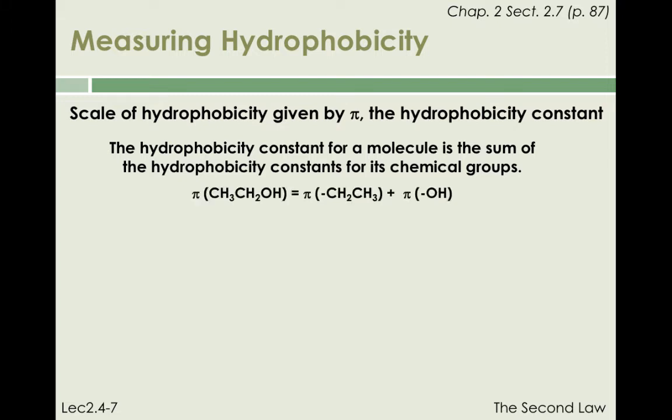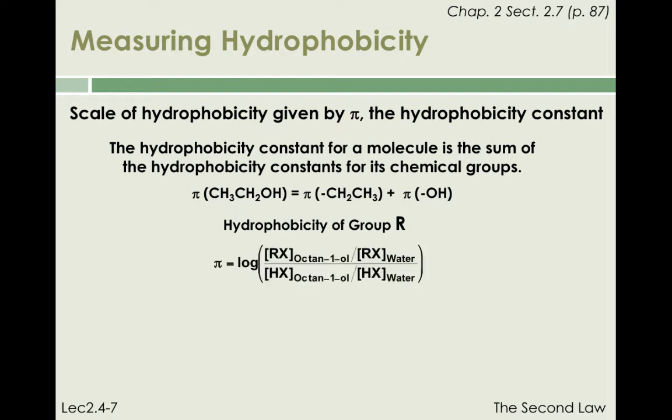So, for example, we can approximate the hydrophobicity constant for ethanol, CH3CH2OH, as the sum of the hydrophobicity constants for the ethyl and hydroxyl groups. The hydrophobicity constant for any group R is calculated using the following equation. This equation defines pi in terms of the relative solubility of any molecule RX in octanol and water.